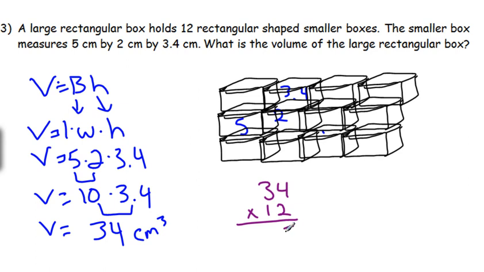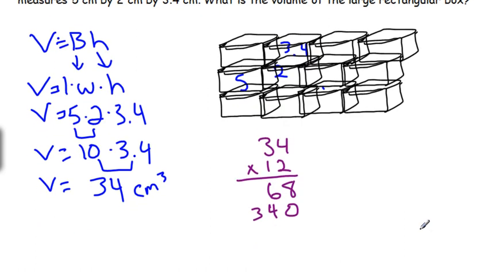4 times 2 is 8, 2 times 3 is 6. We go to the second number, we add a 0. 1 times 4 is 4. 1 times 3 is 3. Add those together, we're going to get 8, 10, 4. So what is the volume of the larger box that holds all these tiny boxes? It is 408 centimeters cubed. That's it.